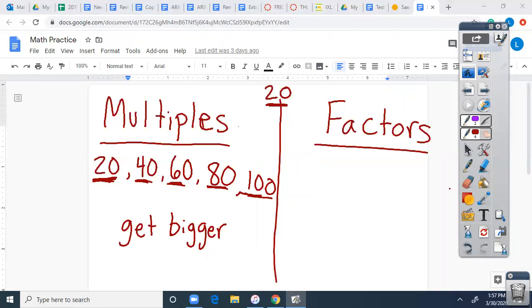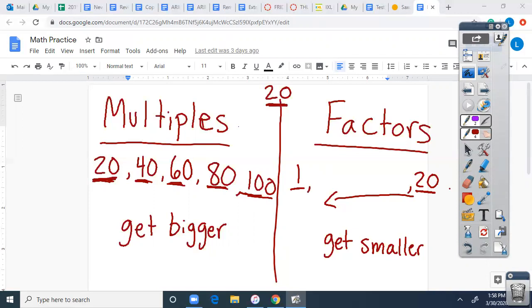Factors of 20. The biggest factor of 20 is 20. Okay, so the numbers essentially get smaller. It's just an easy way for your brain to think about it. So when it's multiples, 20 is the smallest multiple of 20. Okay, when you're talking factors, 20 is the biggest factor. And we are going to figure out what times what equals 20. So 20 times what equals 20? Well, 1. Okay, so 1 is a factor and 20 is a factor.